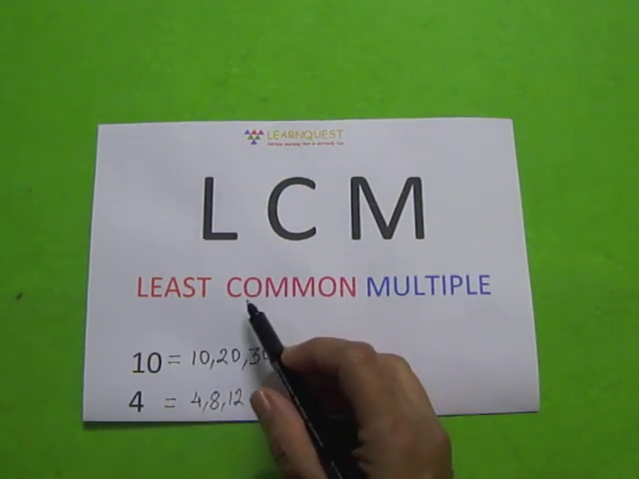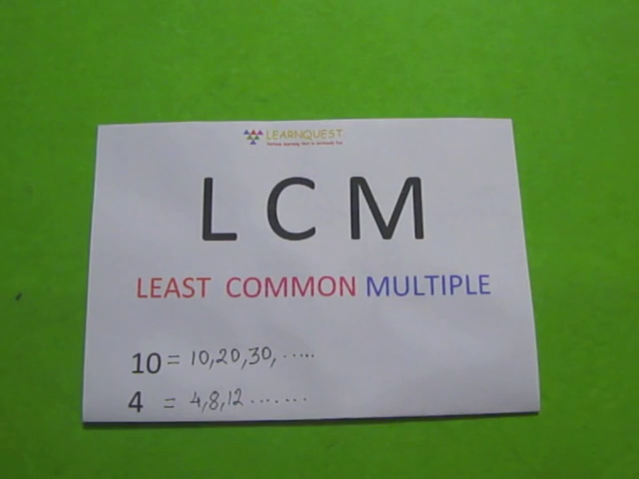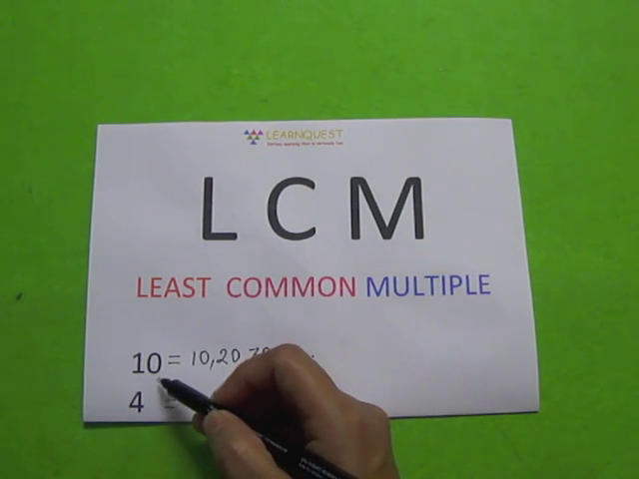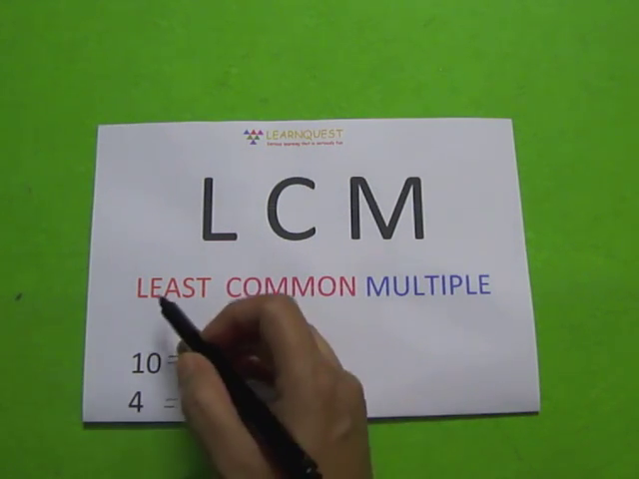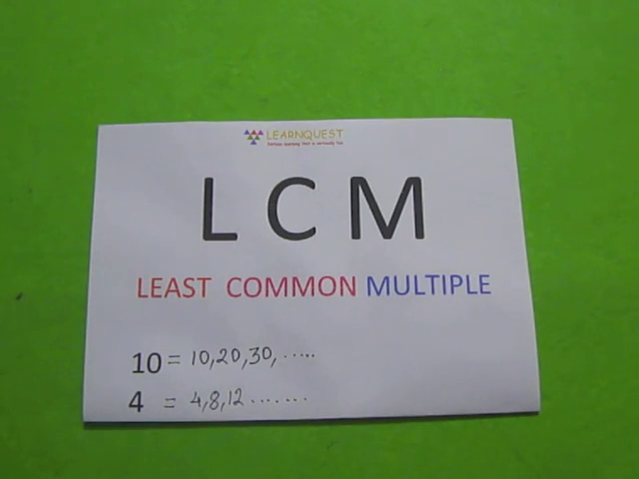Now we need to find a common multiple of 10 and 4. This means that we need a number which is a multiple of 10 as well as a multiple of 4. And not just any multiple which is common, we need the least common multiple, or the smallest common multiple. So let us see how to find that out using paper strips.